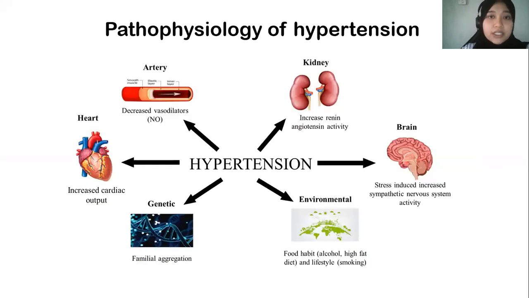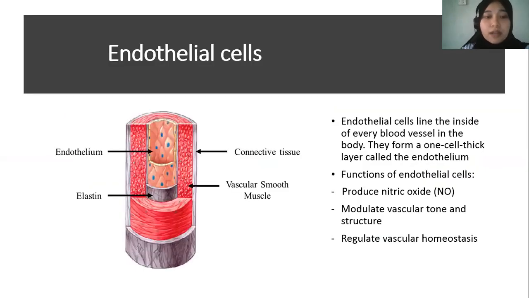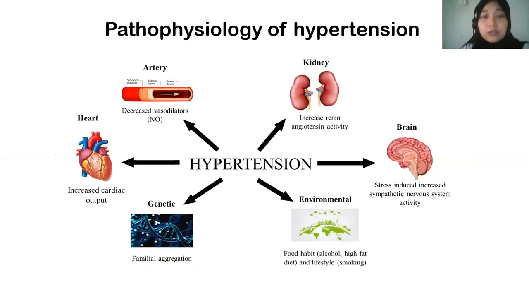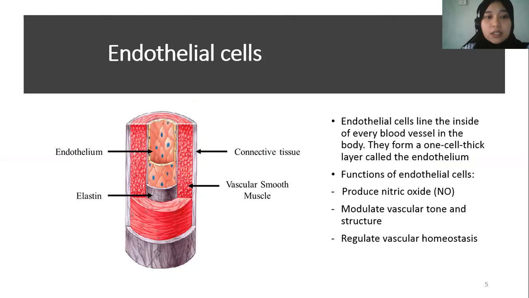The pathophysiology of hypertension is complex, and it is the most common cardiovascular risk factor, which can contribute to widespread morbidity and mortality. Maintaining the blood pressure within the normal range depends on the balance between cardiac output and also peripheral vascular resistance. Endothelial cells line the inside of every blood vessel. They form a one cell thick layer called endothelium. Endothelium is a multifunctional organ actively involved in modulating vascular tone and structure, and also regulates vascular homeostasis.